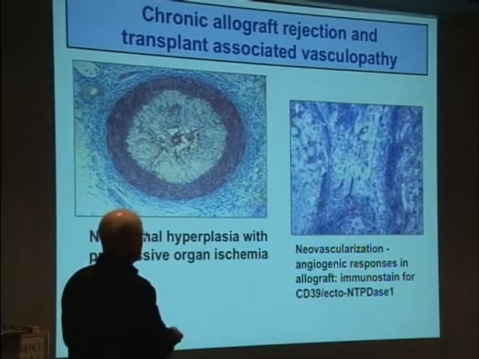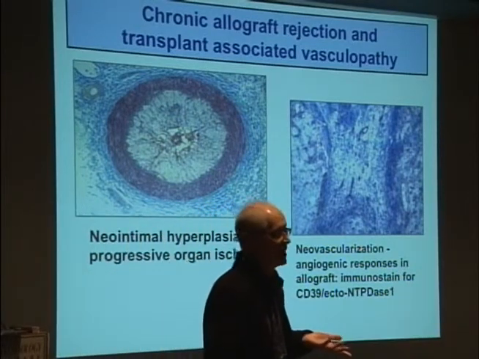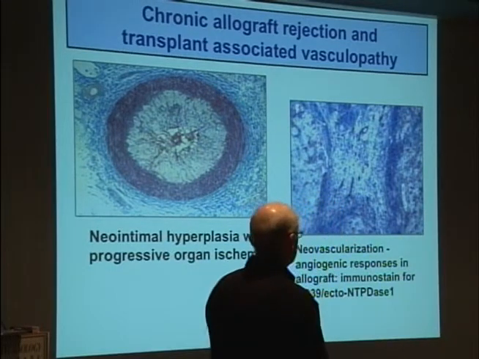Downstream of this, you will see neovascularization, angiogenesis, such as you would see with maybe diabetic retinopathy, in tumors, for example, with new blood vessel formation secondary to that ischemia.